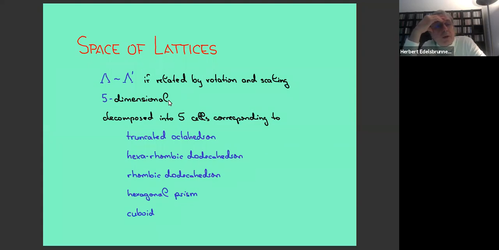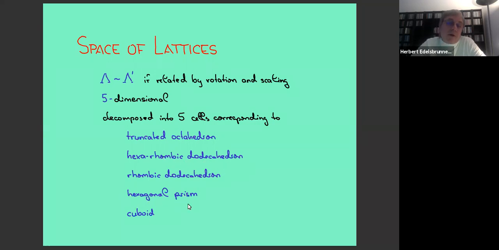Now, what I would like to think of is, for each lattice, I look at the Voronoi cell, and then I would like to take all these lattices that have combinatorially equivalent Voronoi cells. So for example, I would have a cell for the truncated octahedron. And because this is a simple polyhedron, this will be a 5-dimensional cell. And the other cells, there's 5 known, or known to be 5, combinatorially different Voronoi cells, namely the truncated octahedron, we saw it. The rhombic dodecahedron, we saw it. There's also a version of that, the hexarhombic dodecahedron.